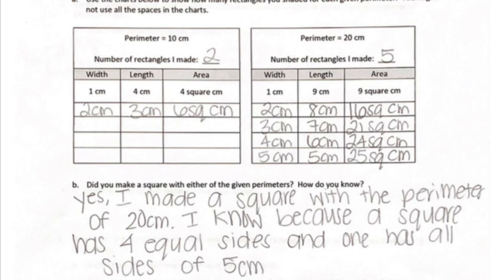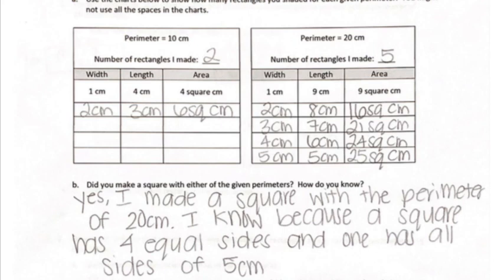The next is a perimeter of 20 centimeters, so you divide 20 by 2, which is 10, and you have to find two numbers to put together to equal 10. The given one is 1 centimeter and 9 centimeters, which is 9 square centimeters. And you can see I found 2 centimeters by 8 centimeters, 3 centimeters by 7 centimeters, 4 centimeters by 6 centimeters, and 5 centimeters by 5 centimeters, with the areas all next to them.